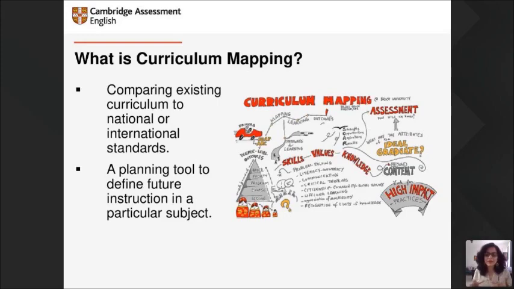Now, a curriculum map can be used in two ways. It can be used after the teacher has finished her academic year. A completed curriculum map allows the teacher to analyze or communicate instruction that has already been implemented by the teacher or someone else. Another way of using the curriculum map is as a planning tool to inform future instruction. And this is precisely what we are going to be focusing on in today's webinar.